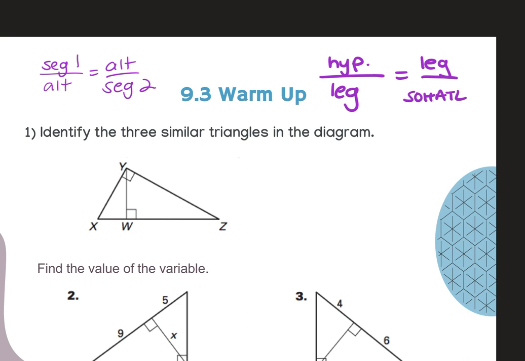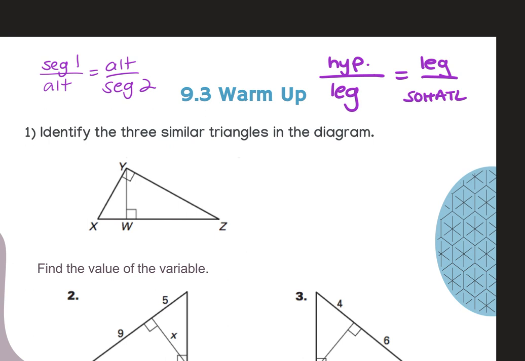So depending on what is given, you might have to use both of those proportions, like some of the questions in the homework, and then sometimes you only need one. If you are given information about the altitude, then obviously I'm using the first one. If I have no information about the altitude, but I have information about the hypotenuse and the leg, then I'm using the second one. So you kind of got to look at them and figure out which one you're going to do. So the first question, and it will be a question on your quiz, is to identify the three similar triangles in the diagram.